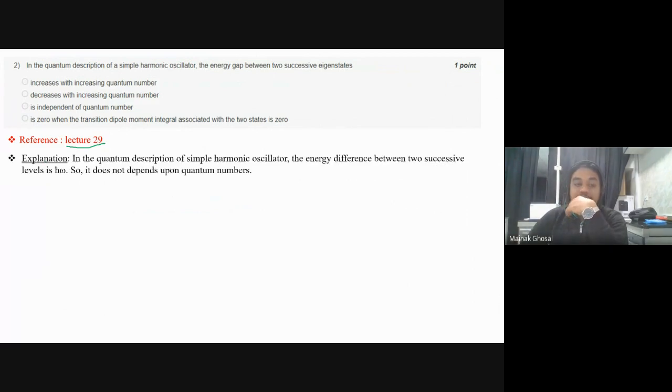I've written the explanation that in the quantum description of the simple harmonic oscillator, it has been shown that the energy difference between two successive levels is h cross omega, or h cross nu, whatever you want to write. So it does not depend upon what your quantum numbers are.